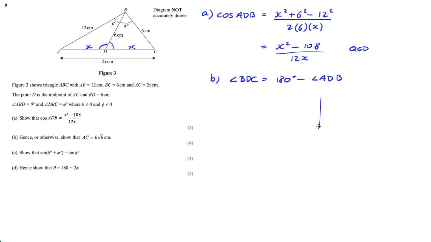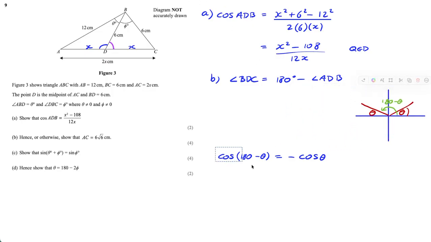Now, if you remember from our unit circle, or however you want to remember or understand it, guys, if we have theta here, and this angle is 180 minus theta, then we know that cos of 180 minus theta is the same as the cos of theta, but negative. It is equal to negative cos theta. So let me just put this to the side here.